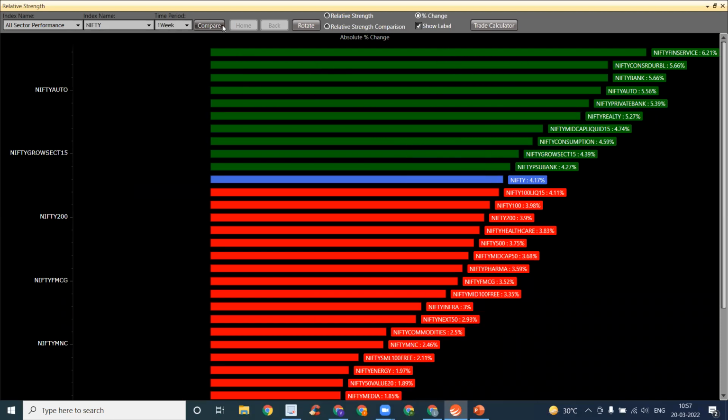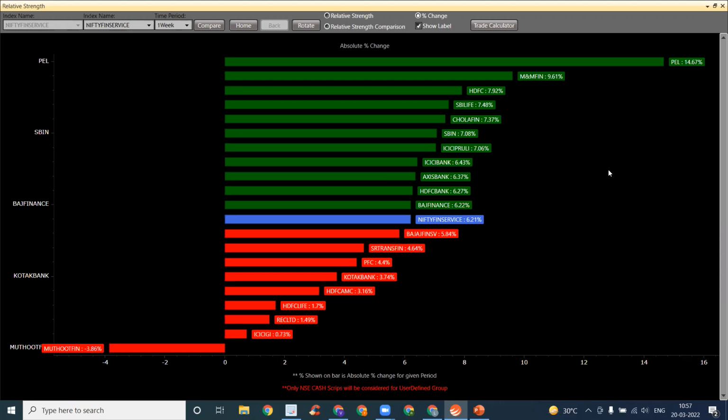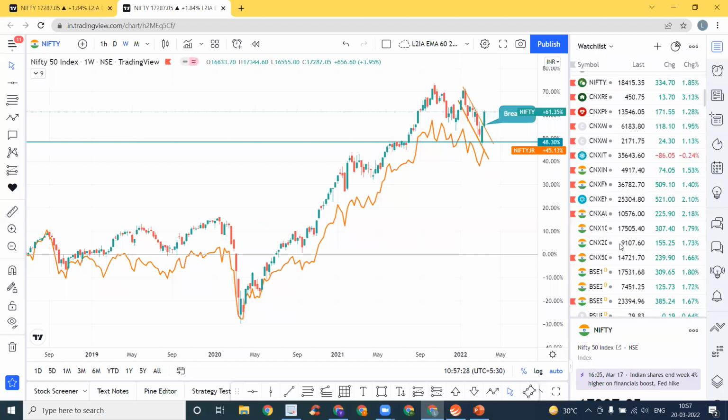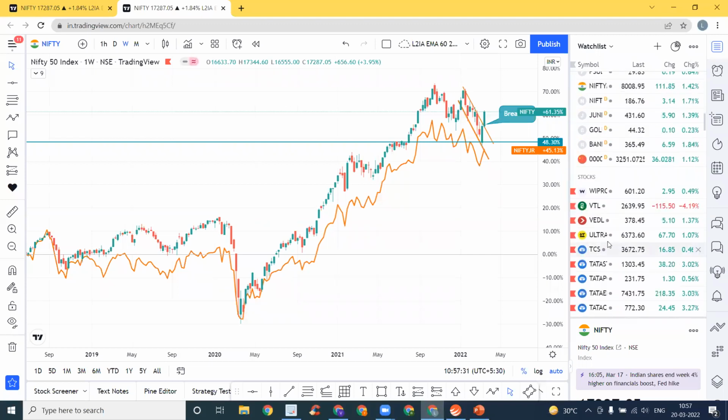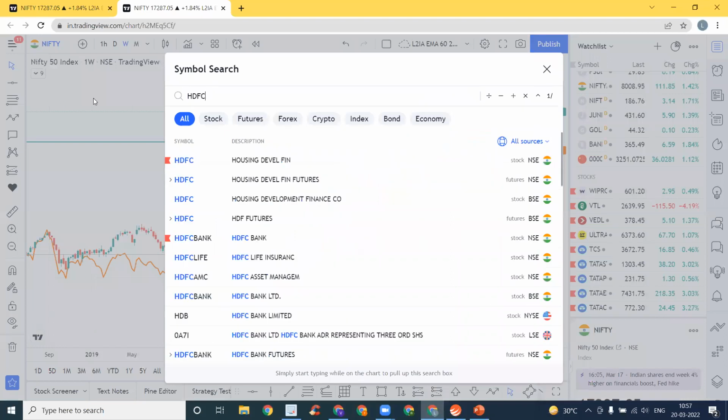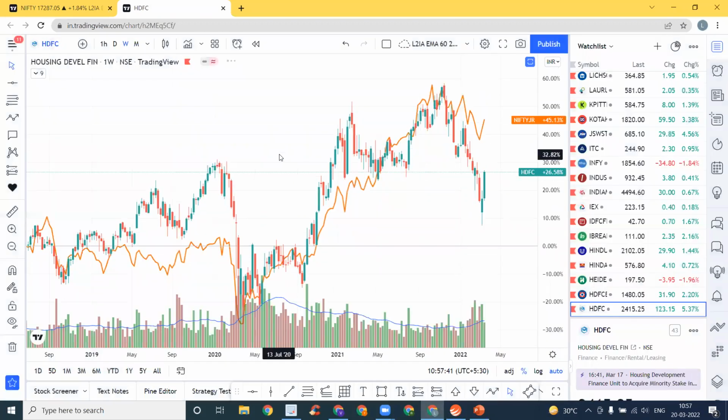We'll see the last 1 week. The financial services, if you remember last week, the finance stocks were doing a little better. So let's see. Nifty financial services improved by 6%. Bajaj Finance improved, HDFC, Axis Bank, ICICI. Let us see some of these stocks. I'll take the names. HDFC. So here is HDFC.